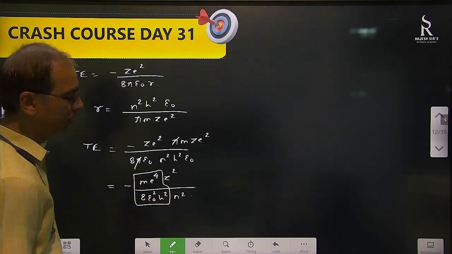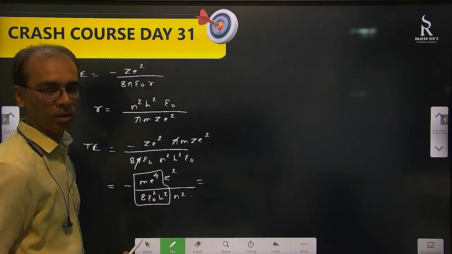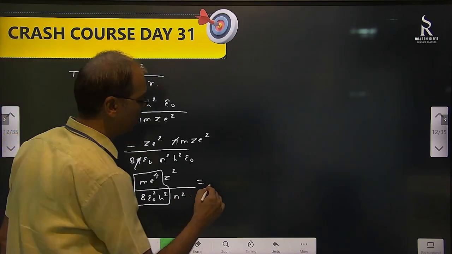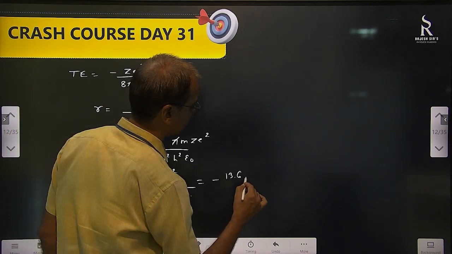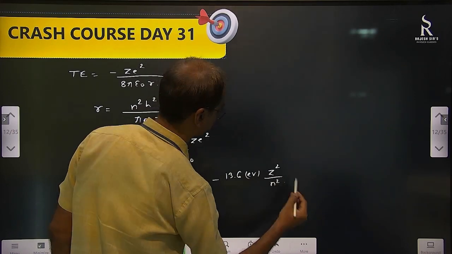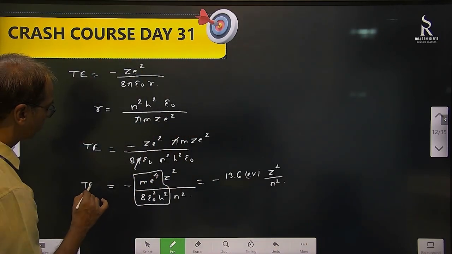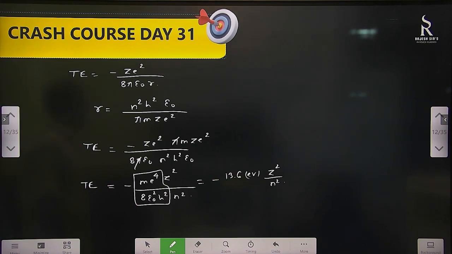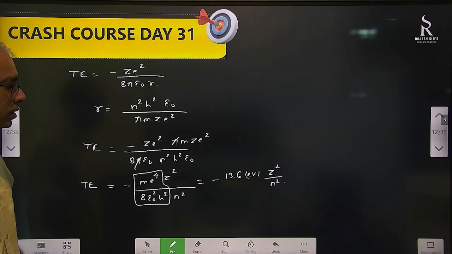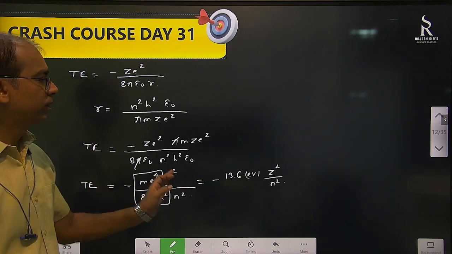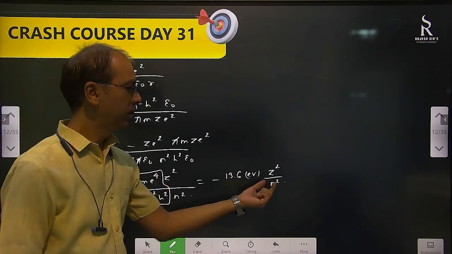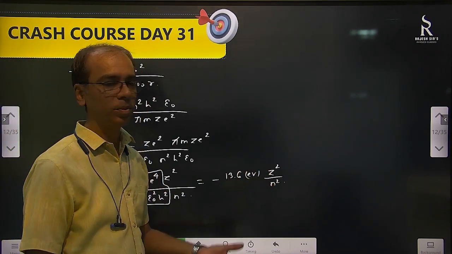Now again you see that this thing is constant. So this total energy that we remember, what is important for us, that is minus 13.6 eV Z square by n square. Minus 13.6 eV, this is electron volt, Z square by n square. And we remember this. This is the total energy of an electron which is orbiting in any orbit. The shell number is n, and Z is the atomic number.